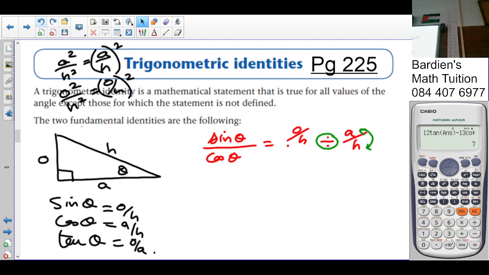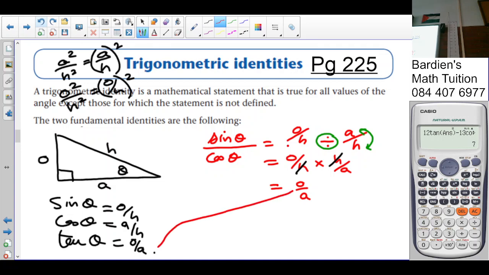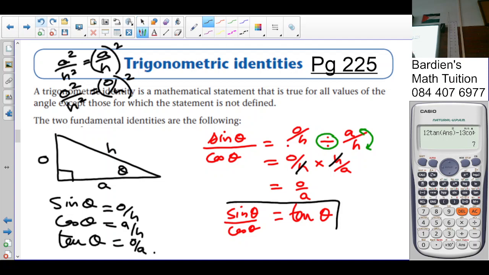So that can be written as O over H times H over A. The H's can cancel, which is equal to? But where else do you see O over A? Can you see that, people? So what does that mean? That means to say that sine theta over cos theta is equal to tan theta. Put that also in the box.